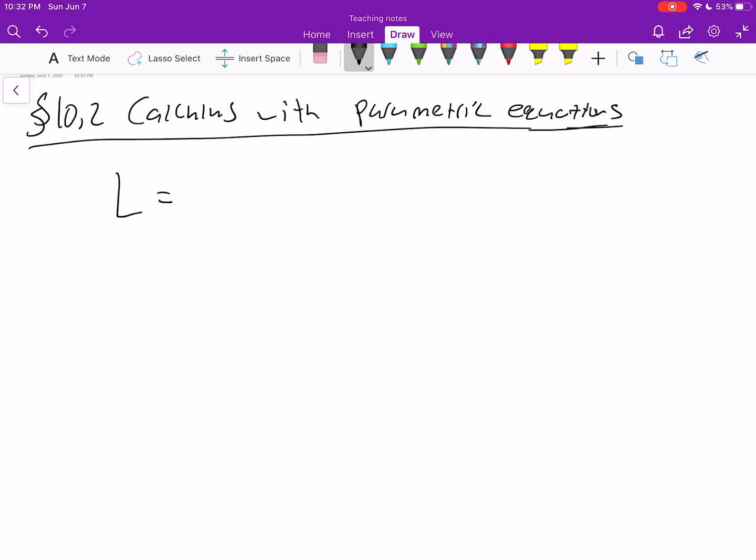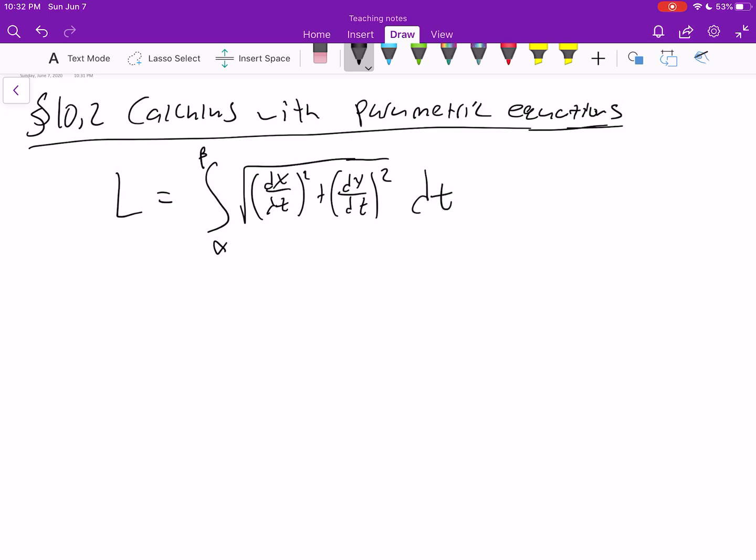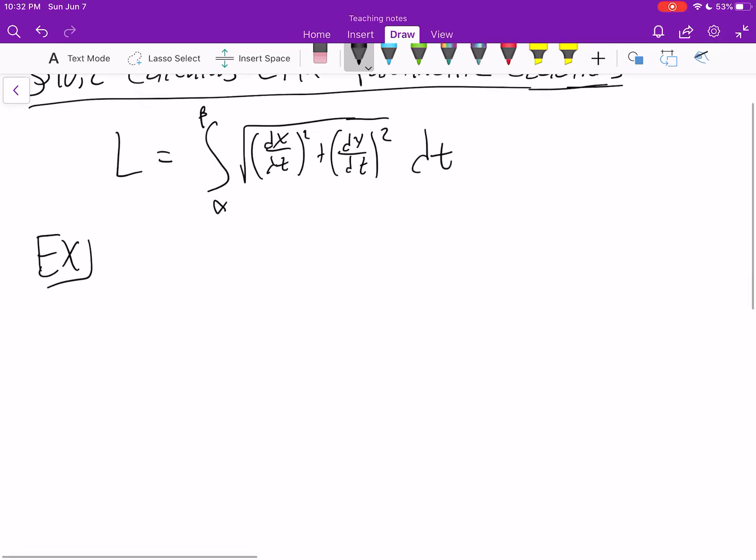All right, so last time we saw that the length of my curve is the integral from alpha to beta of the square root of (dx/dt) squared plus (dy/dt) squared dt. So now we're going to do an example. Find the length of the curve.